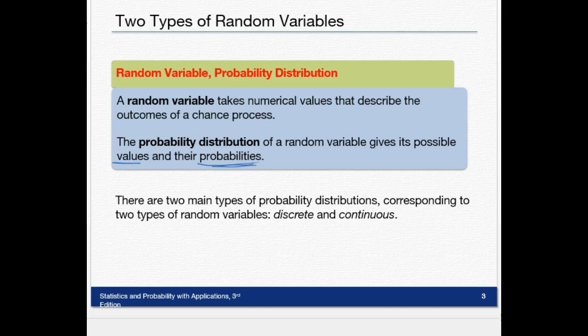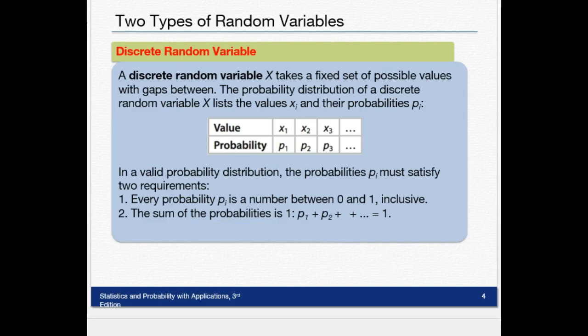There are two main types of probability distributions corresponding to two types of random variables, discrete and continuous, right? So you'll need to know the difference. Let's look at this. A discrete random variable, X, takes a fixed set of possible values with gaps between. The probability distribution of a discrete random variable, X, lists the values X1 and their probabilities P1. Now, don't let this weird you out. All this is saying is that the values that are possible out of this event are certain whole numbers, like they're counting numbers, 1, 2, 3, 4, 0, 1, 2, 3, 4. Okay? There's no decimals in the values right here. And then you list the probability of each of those outcomes.